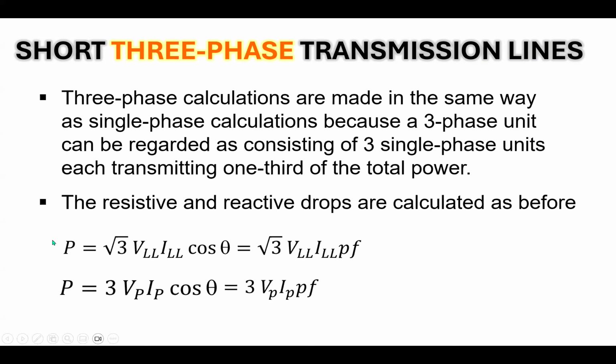So for the power, that is the same equation, that is square root of 3 multiplied by the line-to-line voltage multiplied by the line-to-line current multiply by cosine theta, or simply square root of 3 multiply by line voltage multiply by line current multiply by the power factor. The same goes with power is equals to 3, but this time we're going to use the phase voltage and the phase current multiply by cosine theta. It is also equals to 3 multiplied by the phase voltage multiplied by the phase current and the power factor.